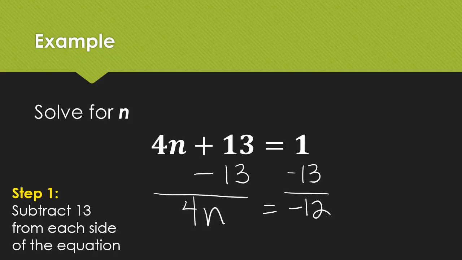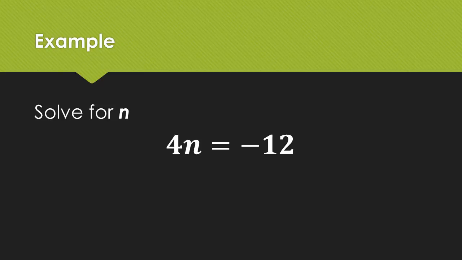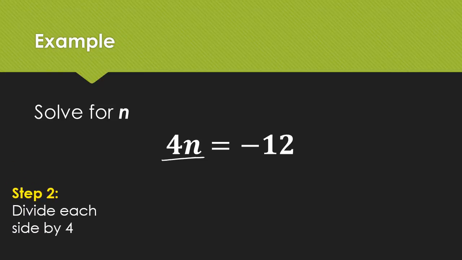So just remember now, we are not finished yet. What we have to do now is our second step, which is to divide each side by 4. So we're going to divide both sides of our equation by 4. We're left with n. We bring down our equal sign. And -12 divided by 4: a negative divided by a positive is a negative, and 12 divided by 4 is 3. So we're left with n equals -3.